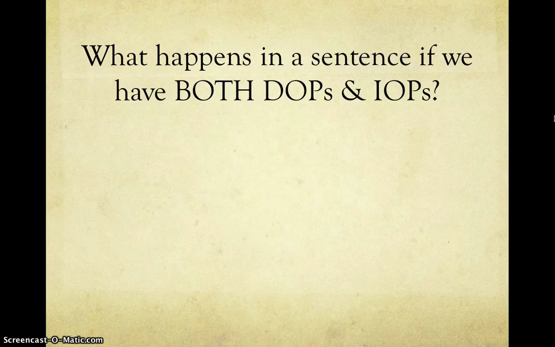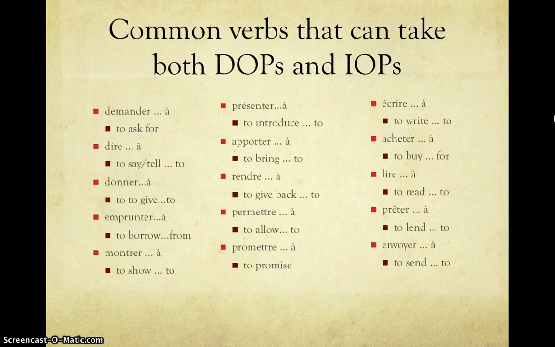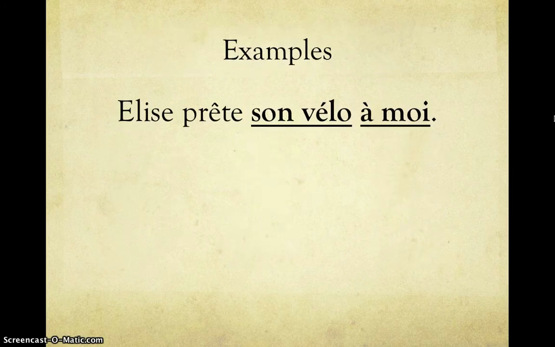So now let's take a look at what happens if we have both a DOP and an IOP in the same sentence. And these are some verbs that often do that. So you can pause the video to write these down, because these are verbs that, like I said, can take a DOP and an IOP at the same time.